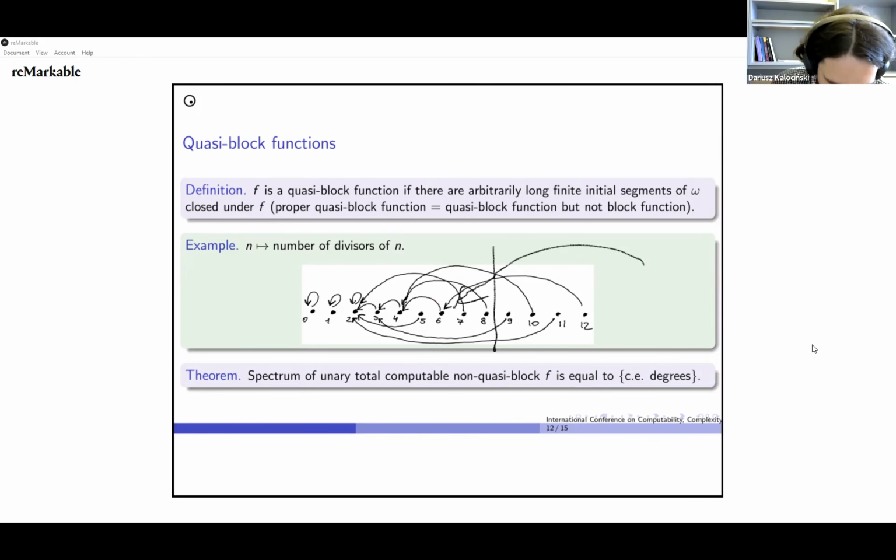And why I'm mentioning this class of functions is that this is also something we have proved with Bazhenov and Wrocławski. So the spectrum of a unary total computable non-quasi-block function is equal to the C degrees. So this is something nice, that we can have some general theorem like that.